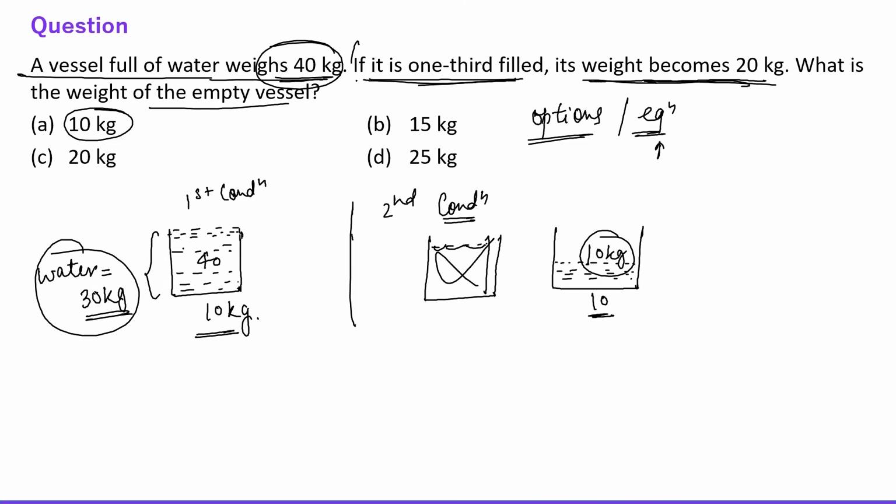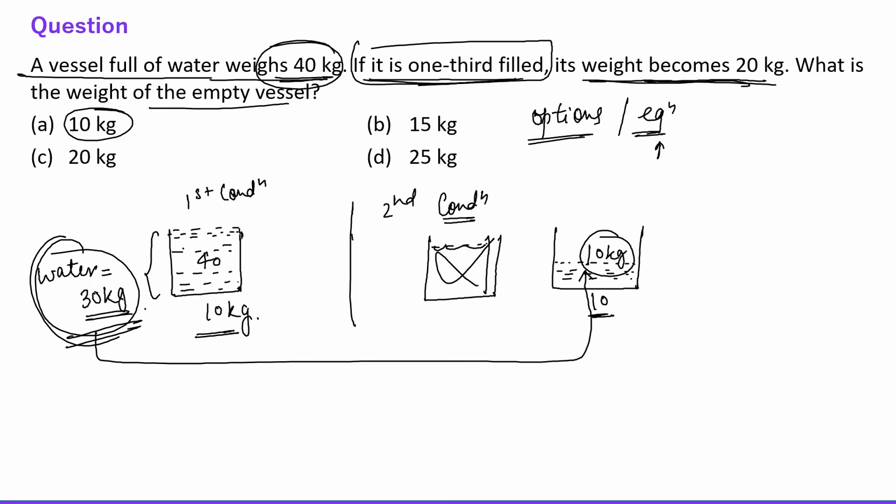Question is saying if it is 1/3 filled. So obviously 30 kg and 10 kg, what is the relation? If we talk about the water, here the weight of water is 30 kg and here the weight of water is 10 kg. So what is the relation between 10 kg and 30 kg? This is 1/3 filled, right? So first option is the correct choice. So with the help of the options we have solved this question.